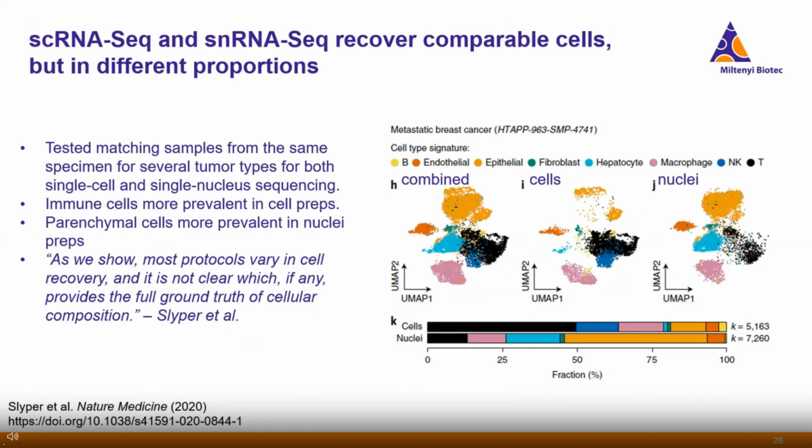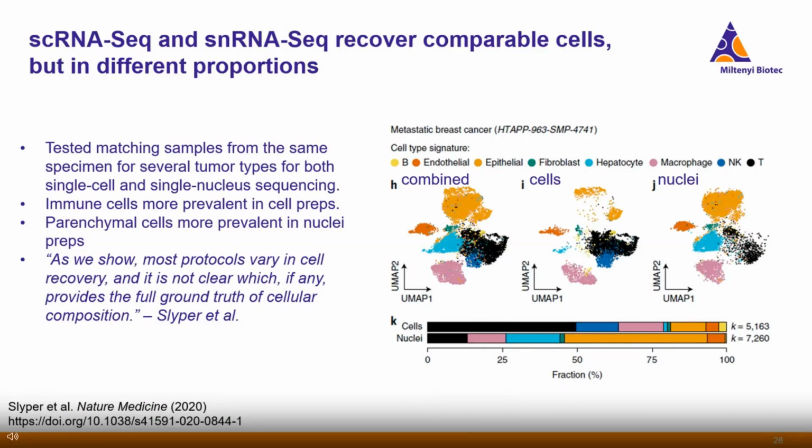One thing to consider when selecting a dissociation method for your single-cell sequencing experiment is that different methods will likely yield different proportions of cells. This is especially true when comparing cells to nuclei. A few papers have compared single cell to single nuclei sequencing of the same tissue and came to the same conclusions demonstrated here. While the same cell types were recovered with both methods, proportions were very different.